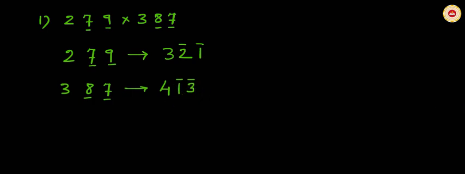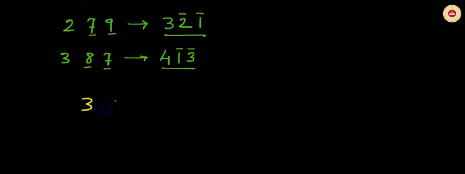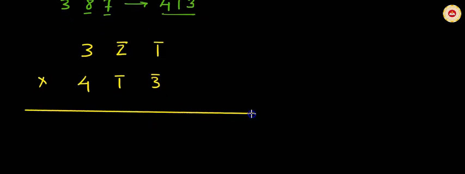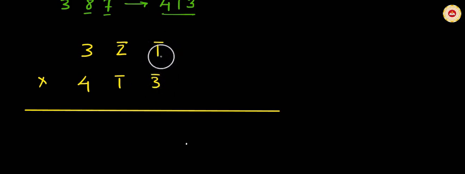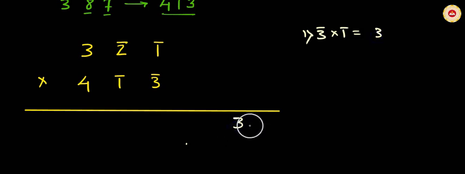Now let us multiply these vinculum numbers. See, 321 multiplied by 413. So let us multiply it. First column, starting from the right side. Negative 3 multiplied by negative 1 is positive 3. So write positive 3. And let us do this multiplication by the one-liner method.